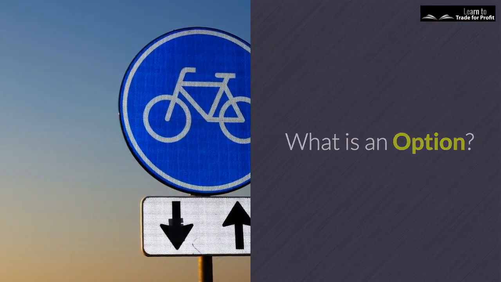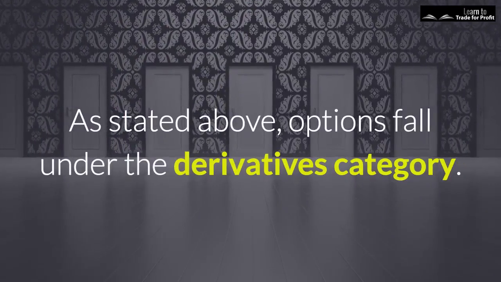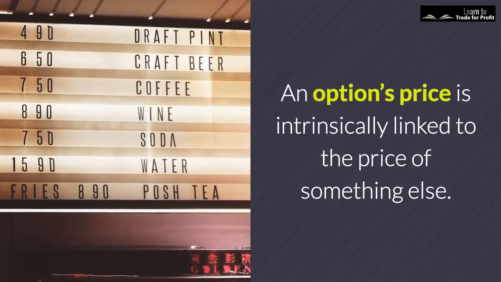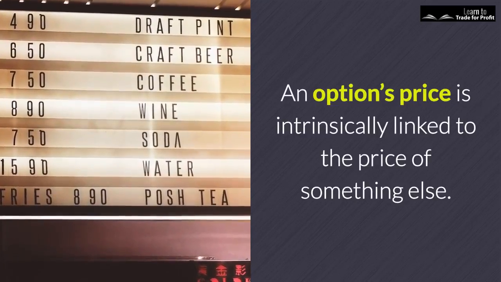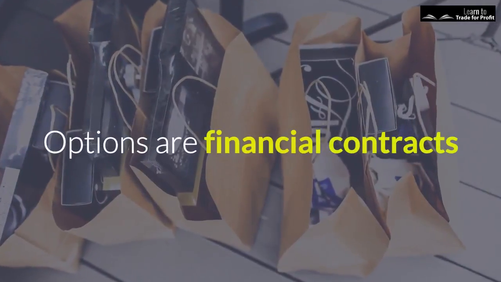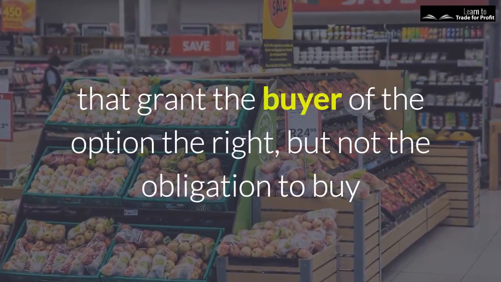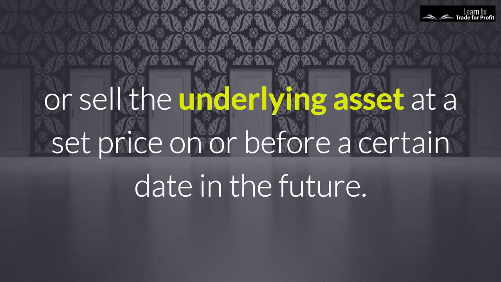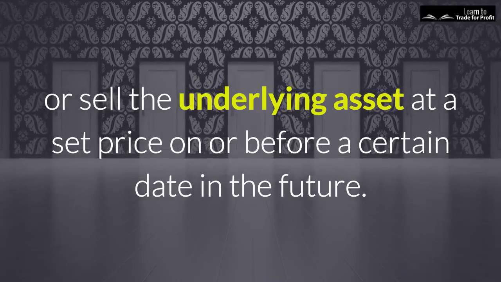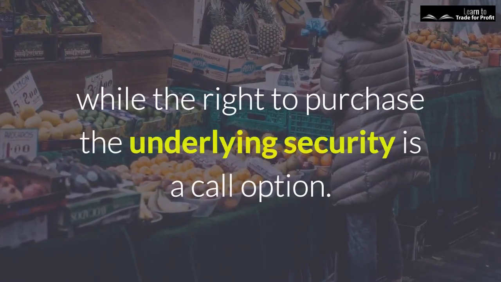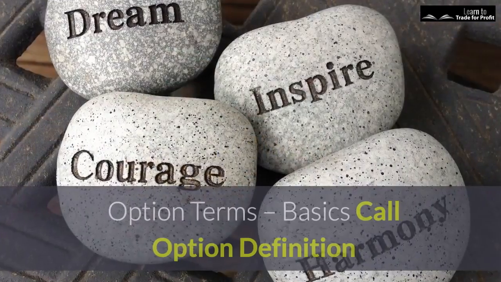What is an option? As stated above, options fall under the derivatives category. An option's price is intrinsically linked to the price of something else. Options are financial contracts that grant the buyer of the option the right, but not the obligation, to buy or sell the underlying asset at a set price on or before a certain date in the future. The right to sell is a put option, while the right to purchase the underlying security is a call option.